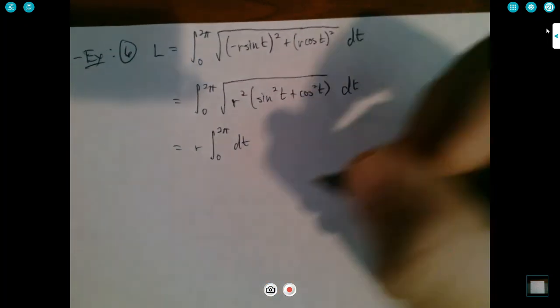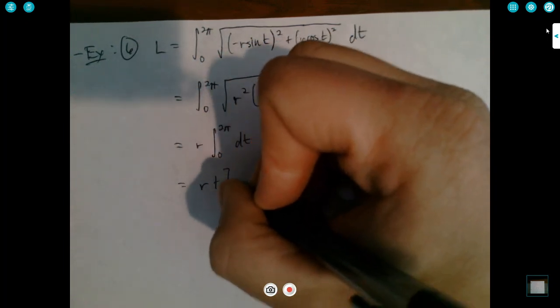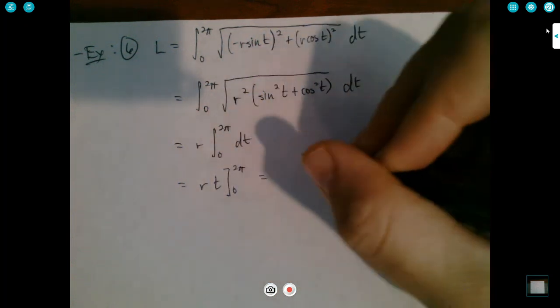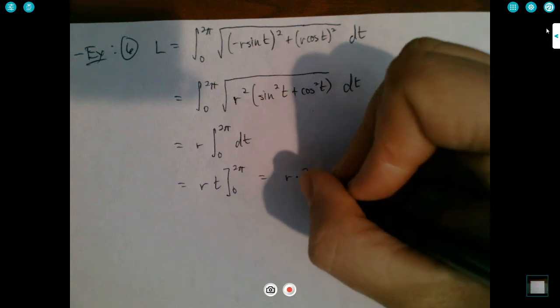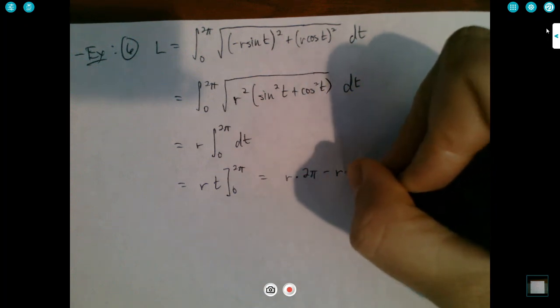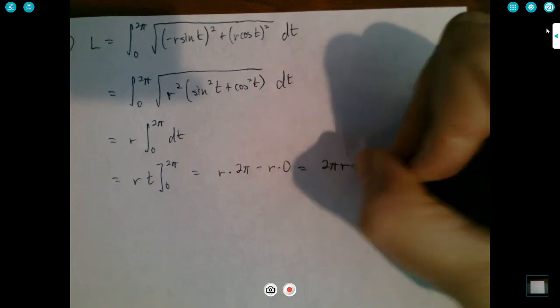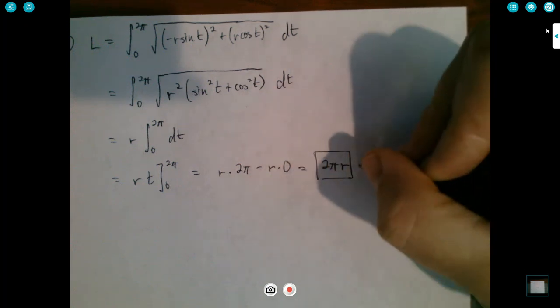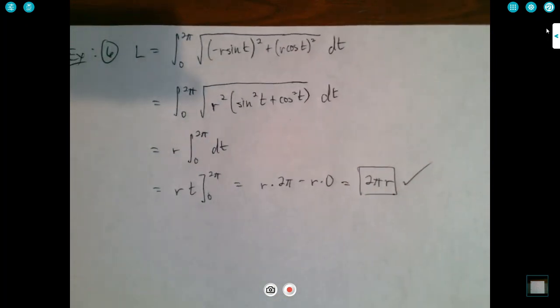How boring, right? This is just r times t evaluated from 0 to 2 pi. That's going to be r times 2 pi minus r times 0, which is just 2 pi times r. So the circumference of a circle is 2 pi times r. As you've always known, but hey, now you've proven it. Now you're able to prove it. Okay, that's that.